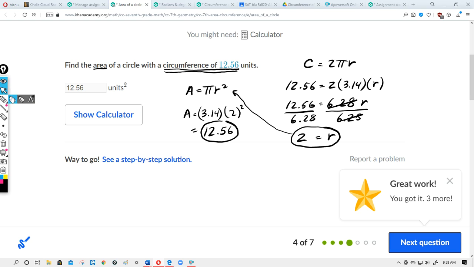And of course you could have also used a shortcut. R squared is 4, so it just would have been 4 pi, and you could have typed in 4 pi in the box, it would have worked.